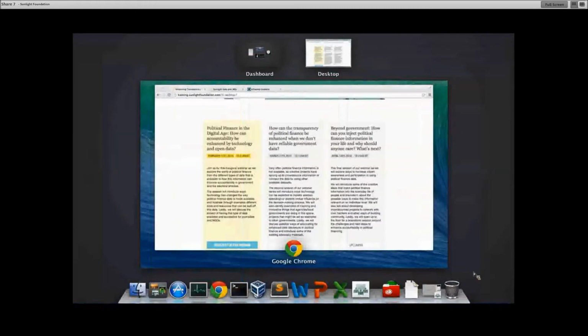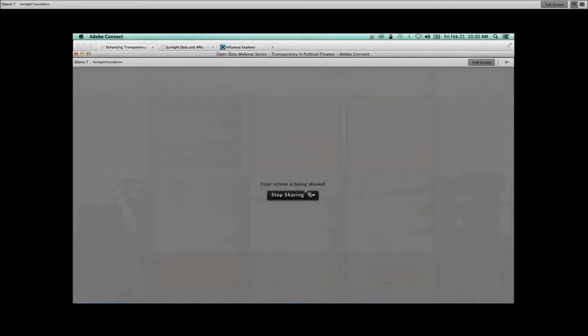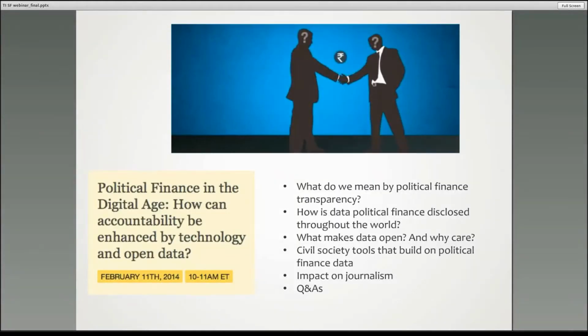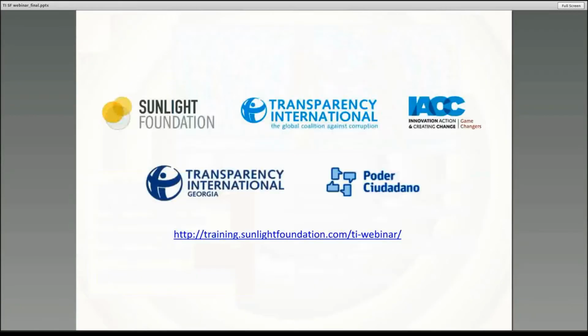Before we get to the meat of this webinar, though, let's just very quickly clarify what we mean by political finance data. We know that there's no such thing as a perfect definition for what we mean by transparency or money in politics, and it means something different in each jurisdiction. However, in order to get us all on the same page, we were thinking of the following definition.